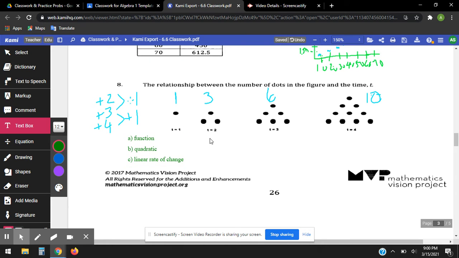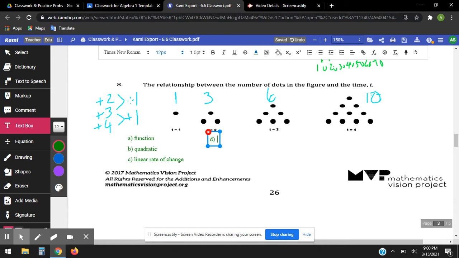And I think for D, let's make a table on this one. So we have our T and our dots. So number 1 has 1 dot, 2 has 3 dots, 3 has 6 dots, and 4 has 10 dots. Just a little bit so we can see it. All right.